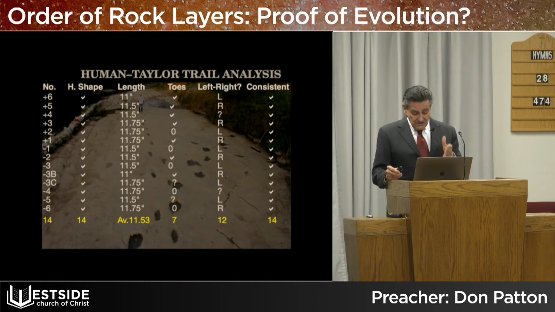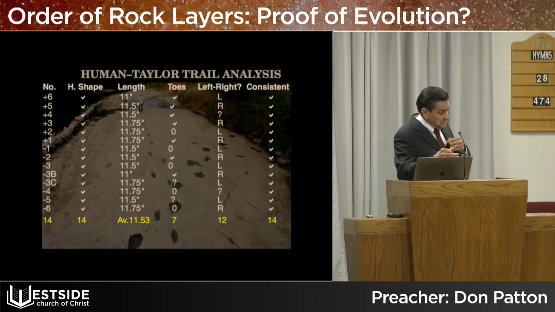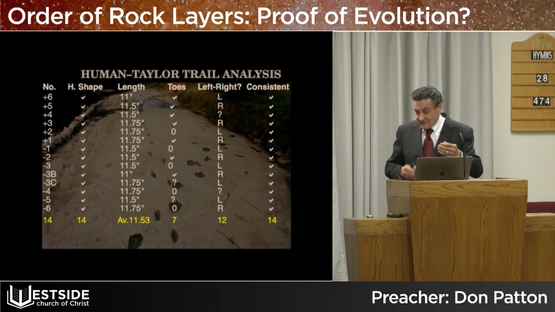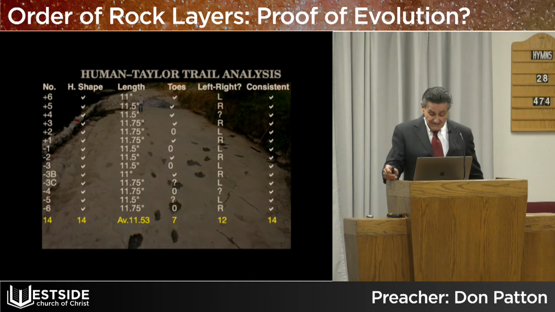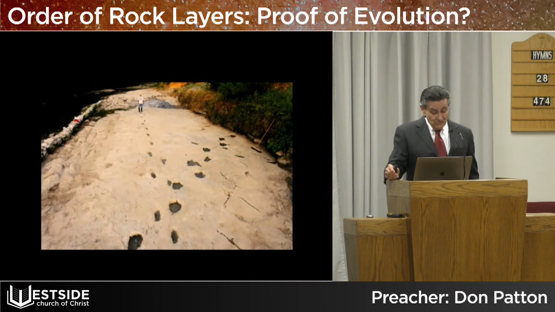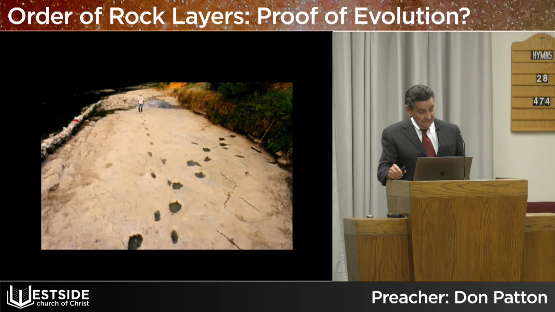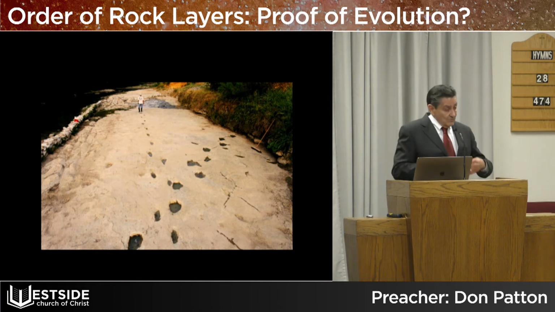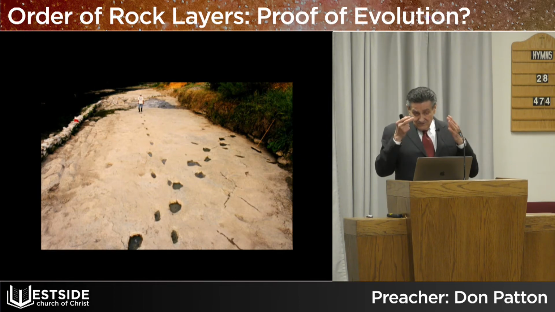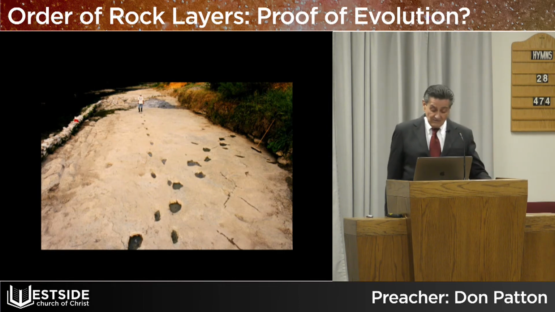But all 14 of them are consistent. The rights are where the right ought to be, the lefts are where the lefts ought to be, consistent with that double-blind test. I think that's really powerful evidence. Sometimes you see erosion doing some strange things, just accidentally. It looks like the old man in the mountain.